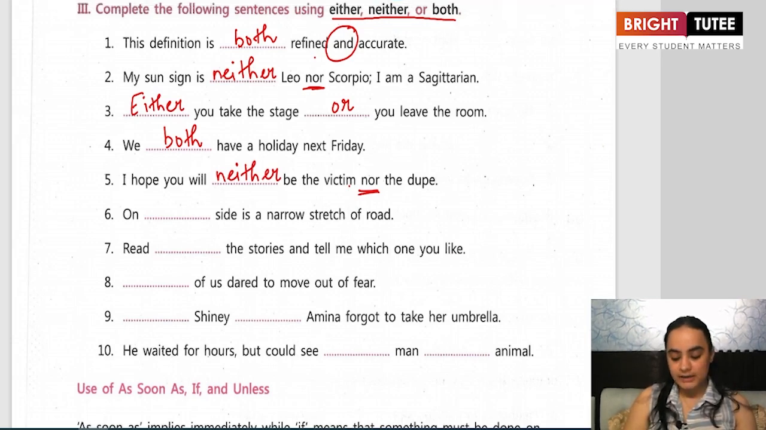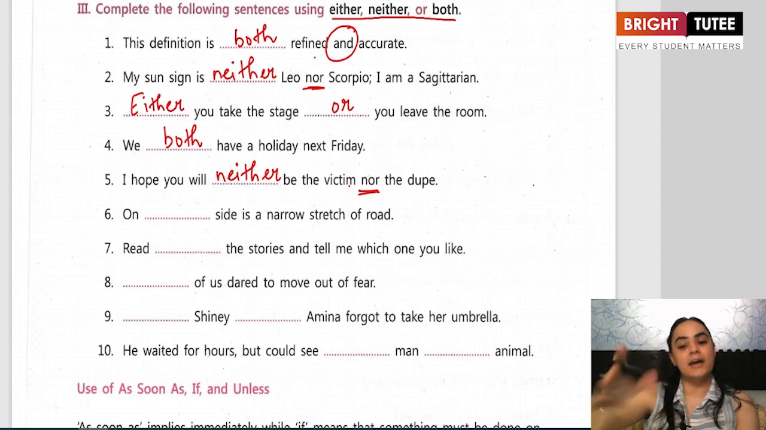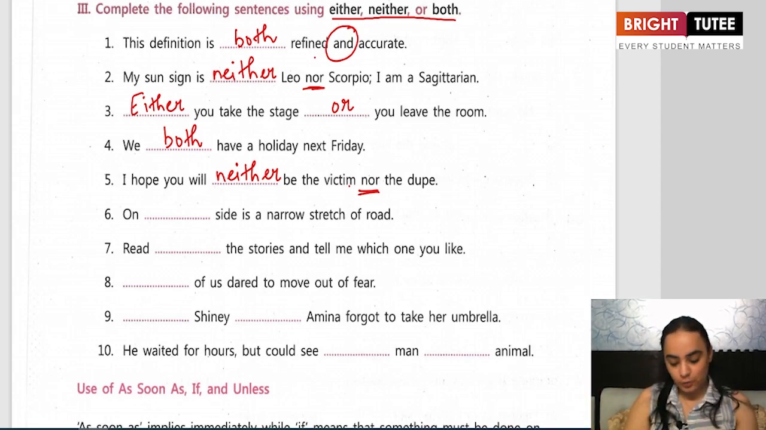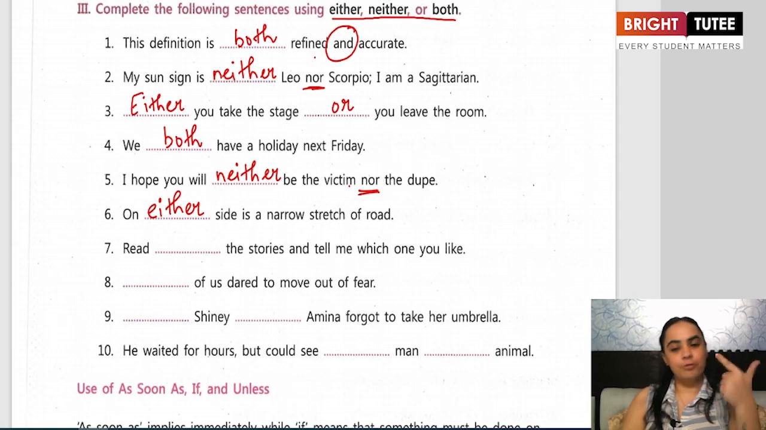On either side is a narrow stretch of road. So either side means on one of the sides. If it would have been sides, then I would have written both. But here it is side. One side of the road is narrow. It is small. So one side, that means on either side. So one of them. This way you can solve the rest of the four sentences as well. So both, either, neither, I hope are clear to you.